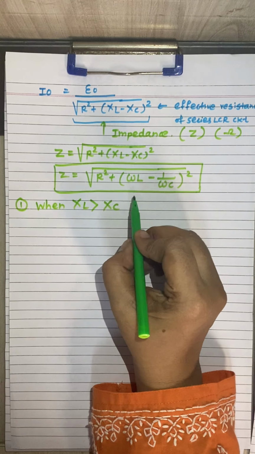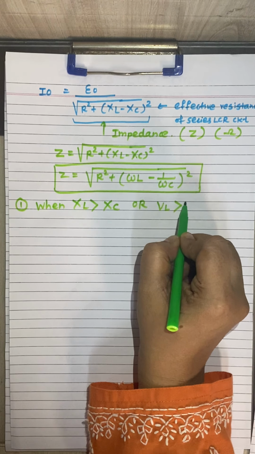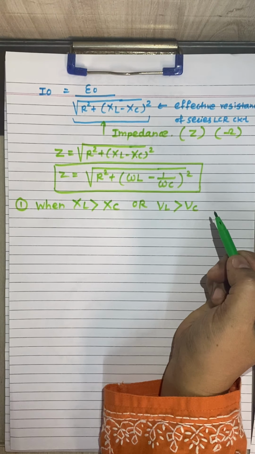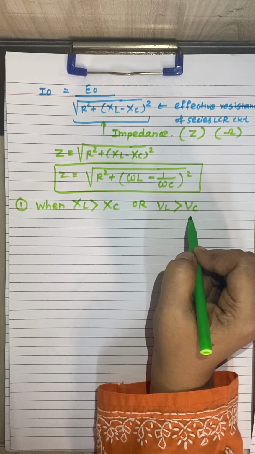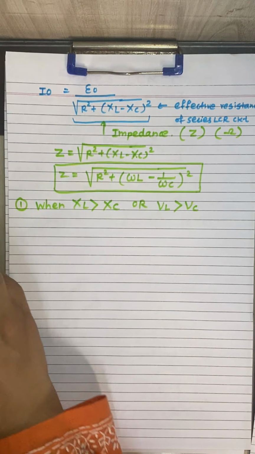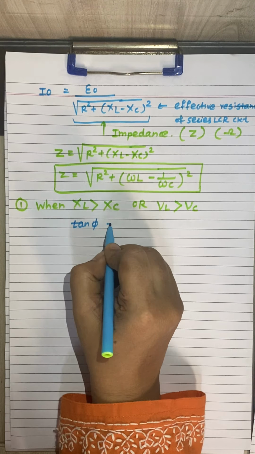When XL is greater than XC, I can say that the voltage across the inductor is greater than the voltage across the capacitor. Now we know that the EMF is ahead of the current by the phase phi, and we can now find tan phi. So again tan phi is required.